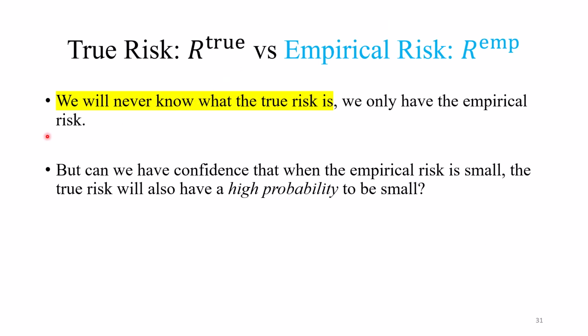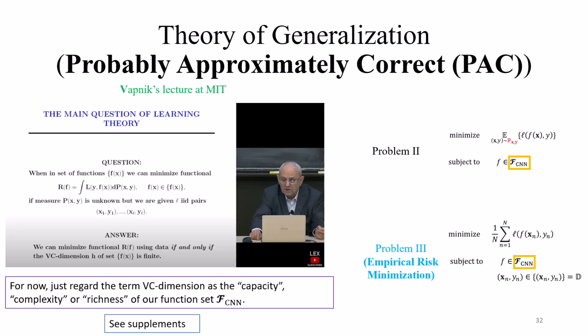Now, I would like to point out that we will never know what the true risk is. We will only know the empirical risk. The question is, when we do empirical risk minimization, is it possible to state that the true risk will also have a high probability of being small?